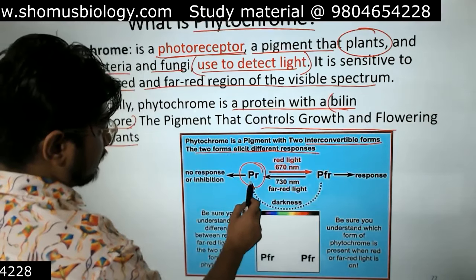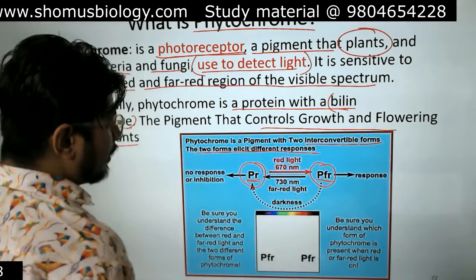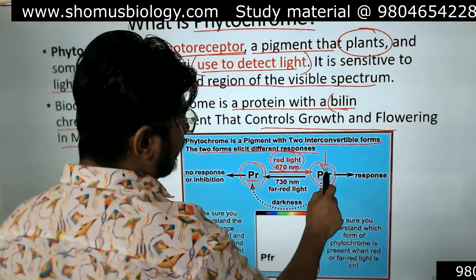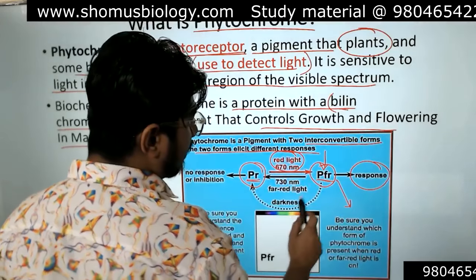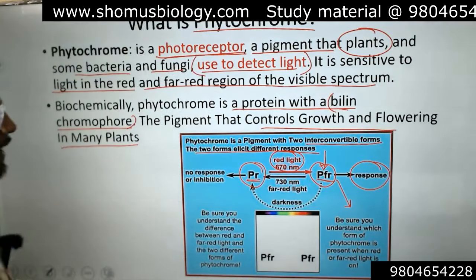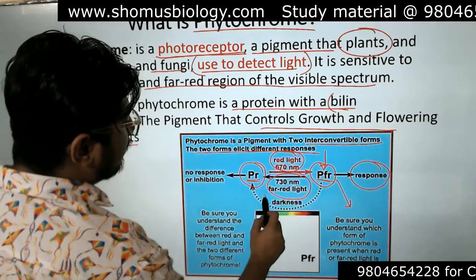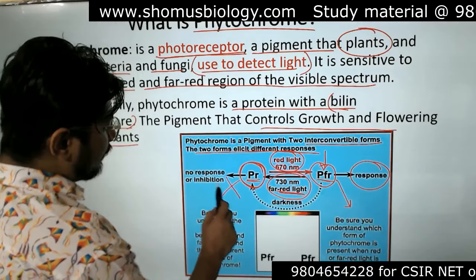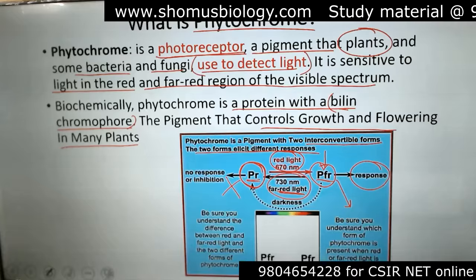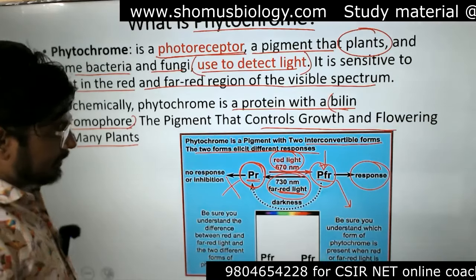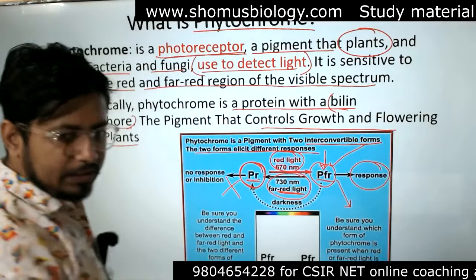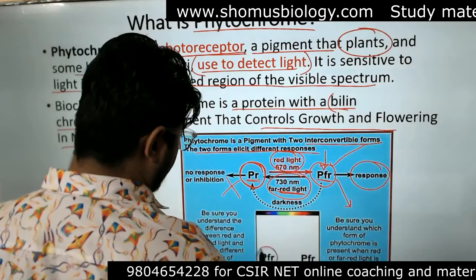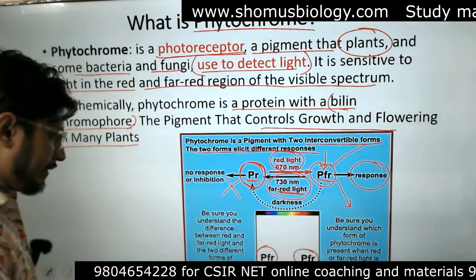Okay, PR, PFR. So when PR receives red light at 670 nanometer, it is converted to PFR, and this is related to the physiological responses. But when the PFR receives 730 nanometer or far red light, it becomes PR, and PR is not feasible for physiological changes in plants. So PFR is needed for physiological changes or physiological activity in plants. So this is how they are placed in the electromagnetic spectrum. Okay.